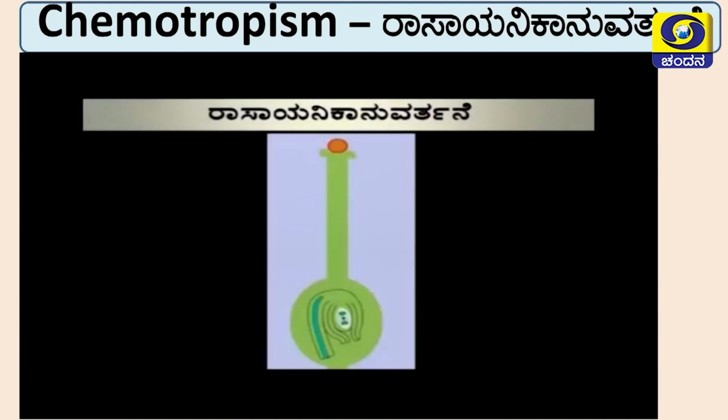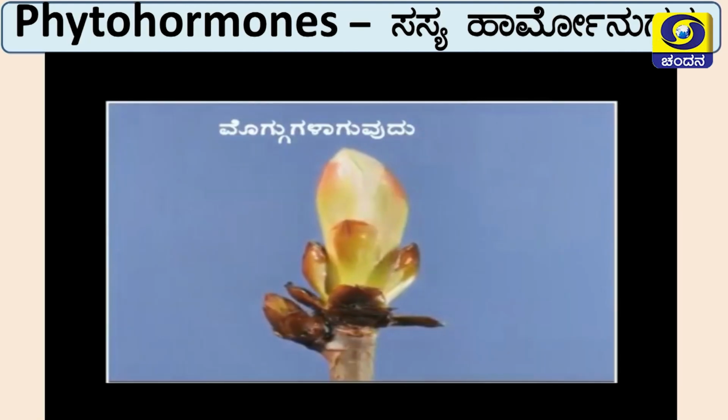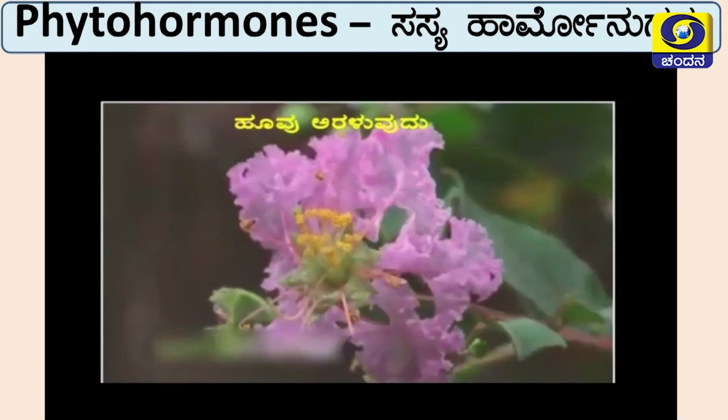Next important thing is chemotropism, the movement of the plant body towards chemicals. Here you can see the pollen tube slowly moving towards the ovary where it meets the ovules. The pollen tube contains the male nucleus and the ovules have the female nucleus. For the sake of reproduction, this chemotropism is taking place. You just see the video and enjoy it.